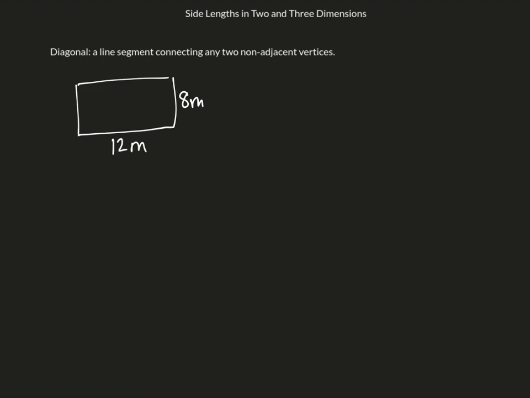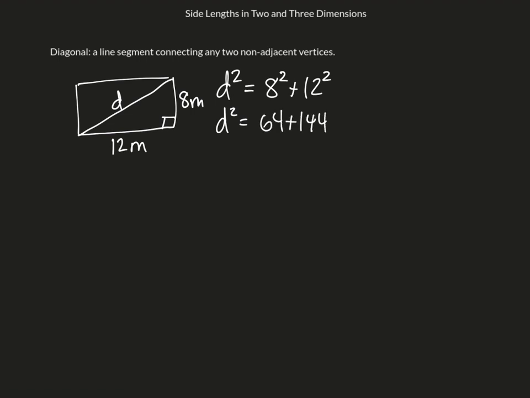So first of all, sketch the diagonal. And does it really matter which one? Probably not. I'm going to do that one. So what would the length of the diagonal be? Well, hopefully you're recognizing if this is a rectangle, that angle must be 90 degrees. This is a right triangle. So d squared is going to equal 8 squared plus 12 squared. So the diagonal squared will be 64 plus 144.